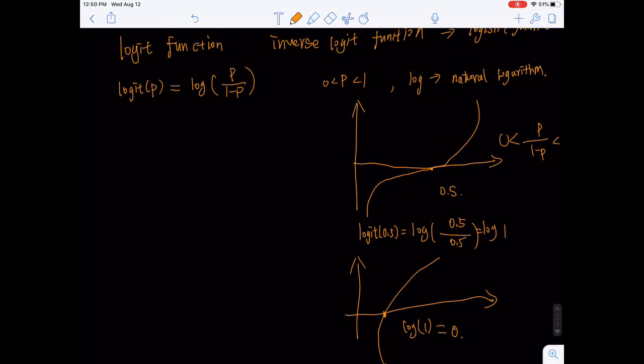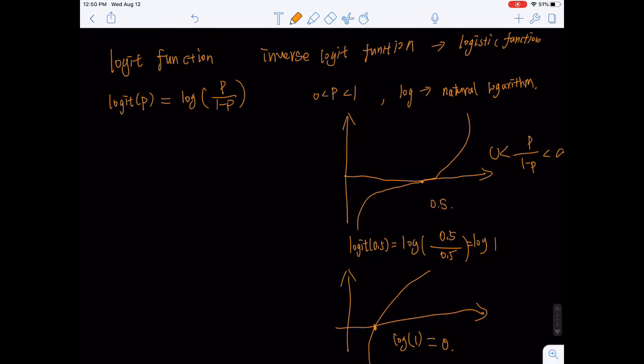Okay. Now let's move on to the logistic function, which is the inverse Logit function. We usually use inverse Logit of a to denote that. In order to get an inverse of a function, we need to create a new variable. So in our case, let's set Logit p equal to a, equal to log of p over 1 minus p. So the inverse Logit function will be a function of a.